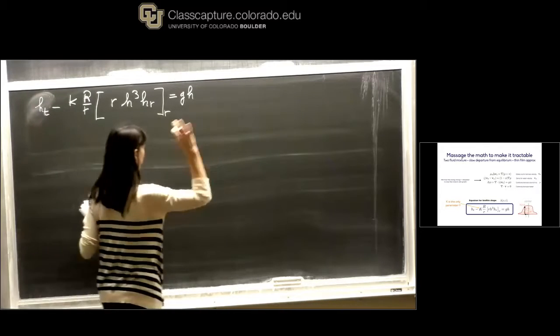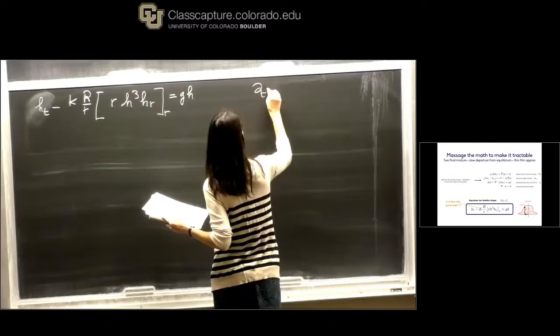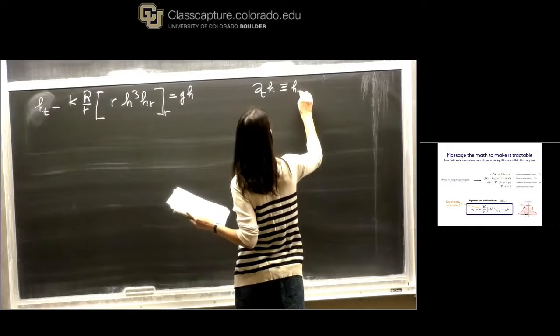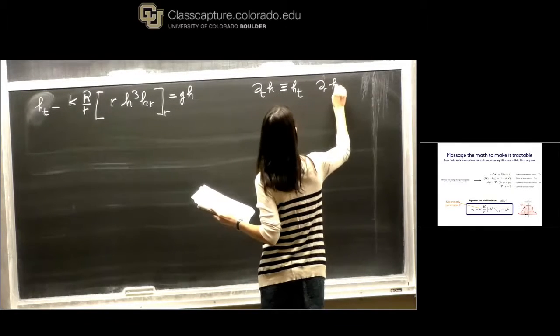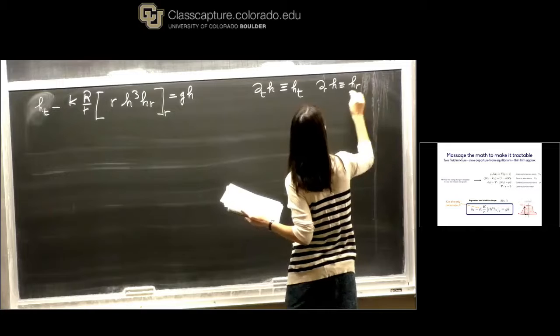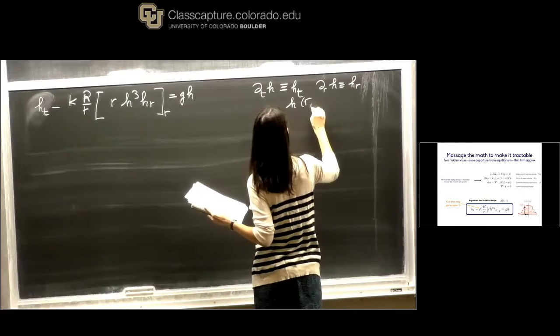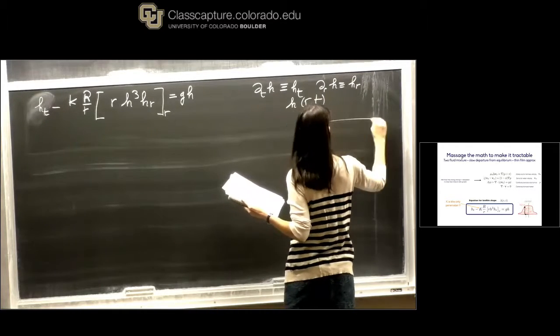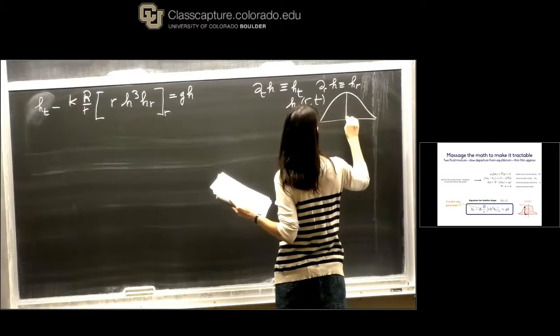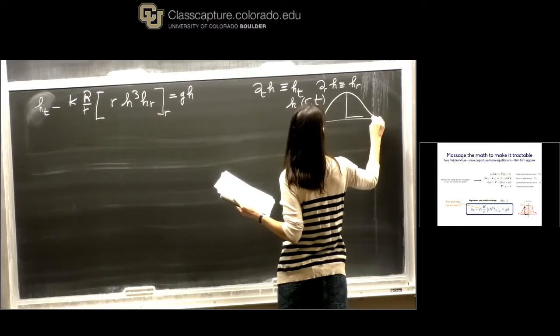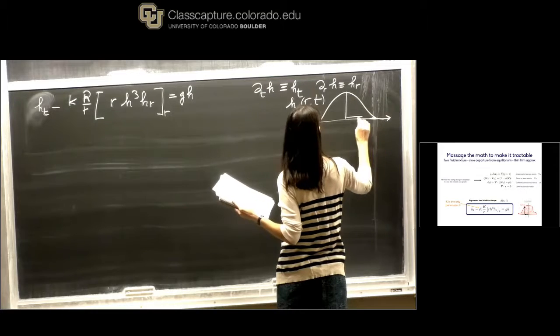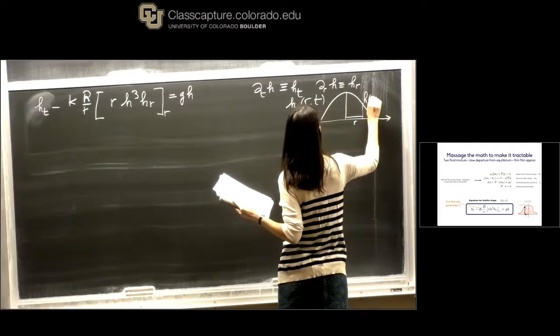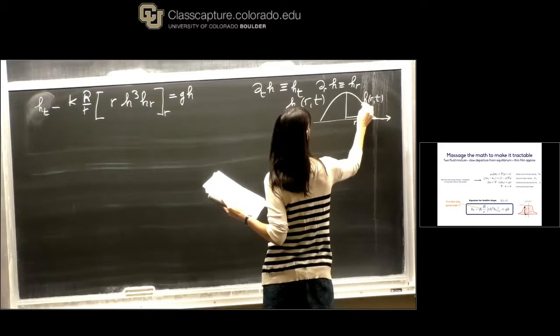So a reminder, DTH equal HT, DRH equal HR. H is a function of both R and T, and it's the height of the biofilm as a function of distance from the center. So this is R, for example, and this is H of R at this time T.